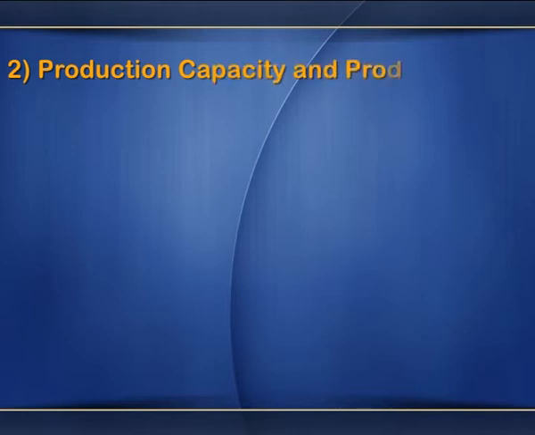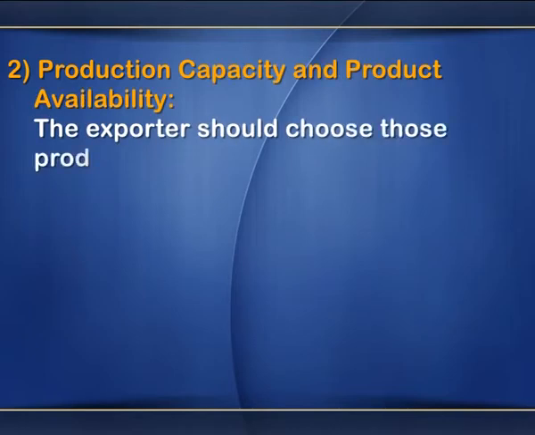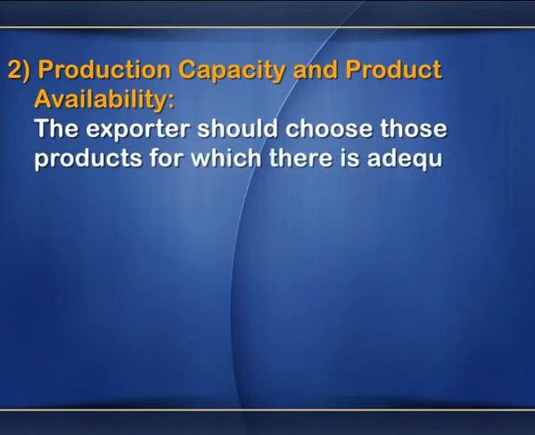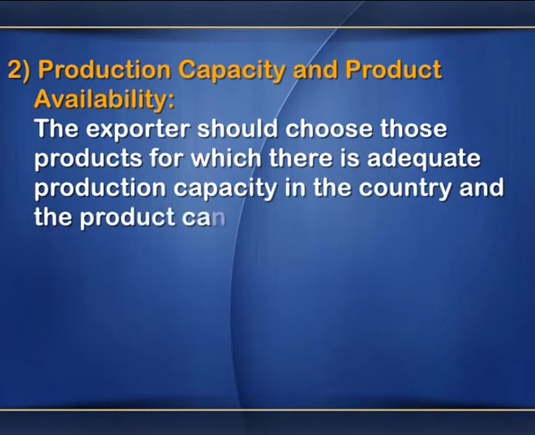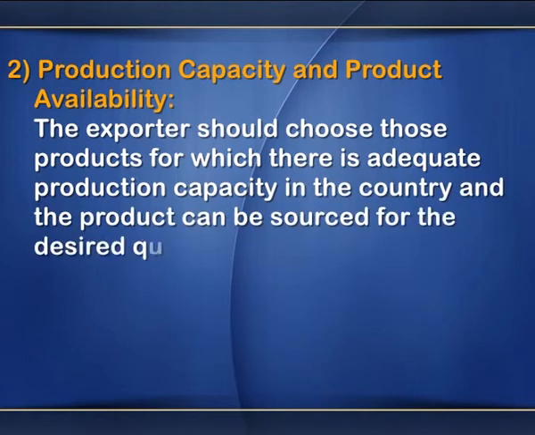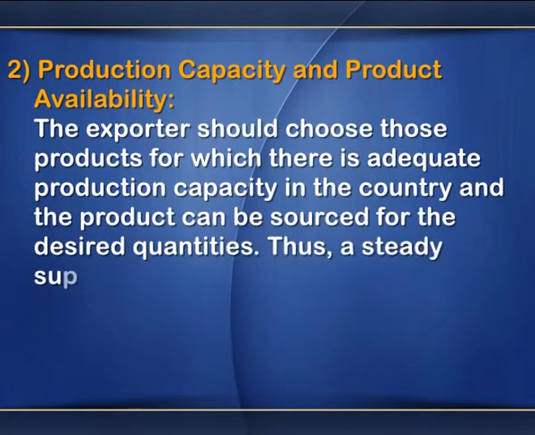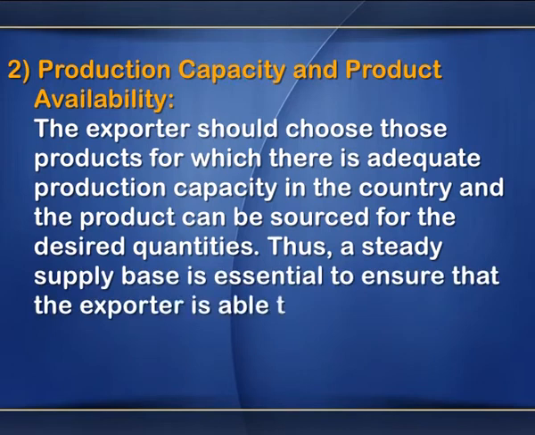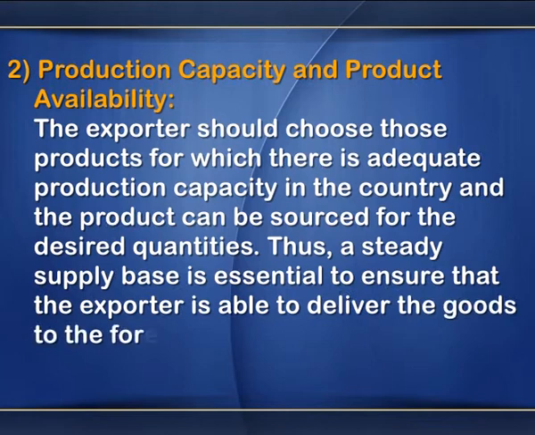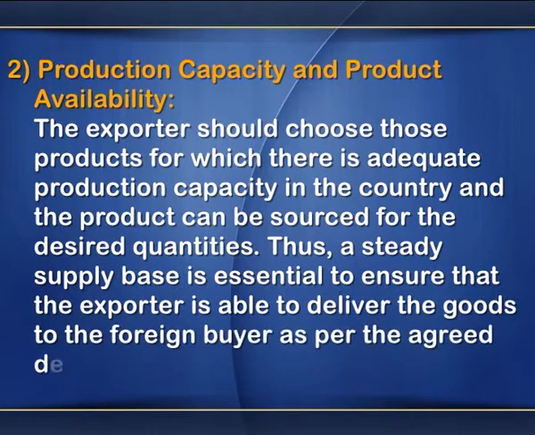Production capacity and product availability. The exporter should choose those products for which there is adequate production capacity in the country and the products can be sourced for the desired quantities. Thus, a steady supply base is essential to ensure that the exporter is able to deliver the goods to the foreign buyers as per the agreed delivery time schedules.